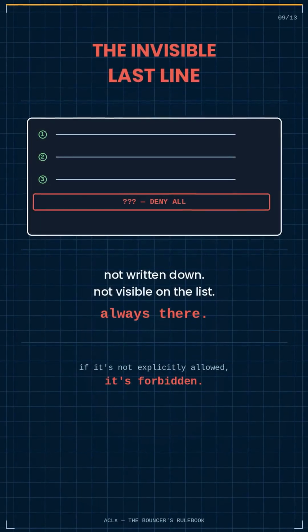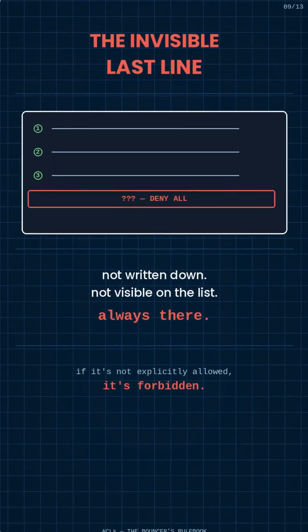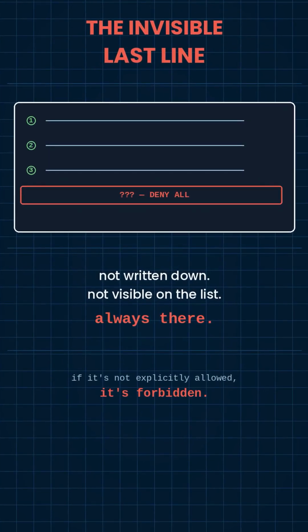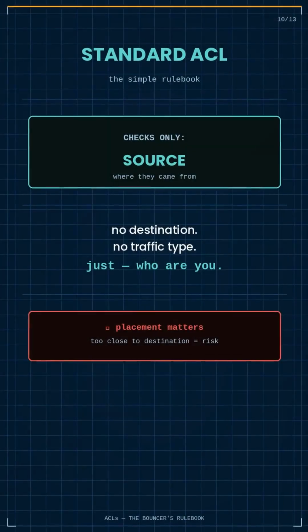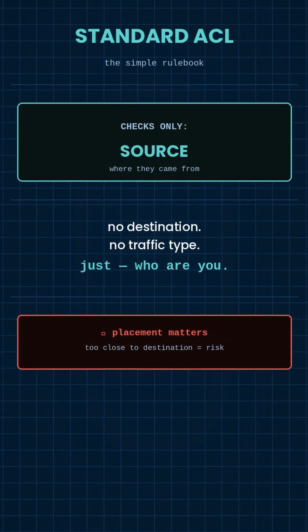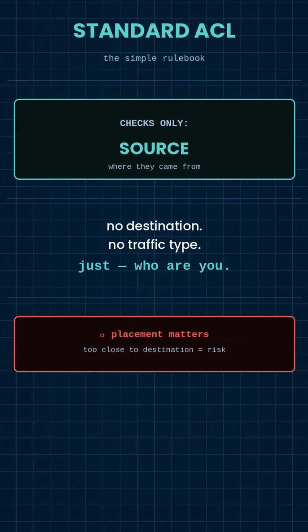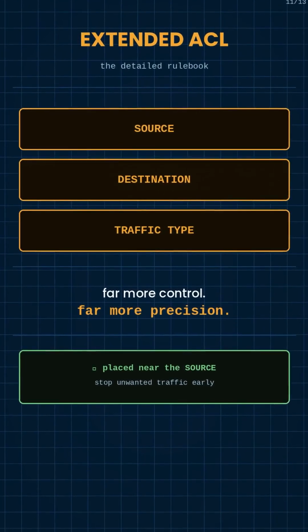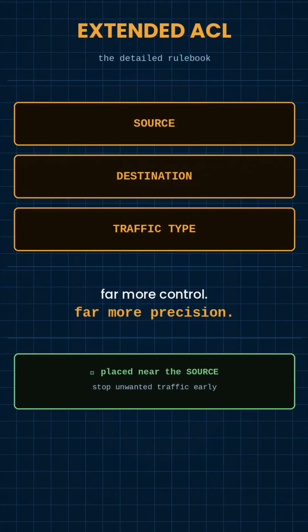Now, there are two kinds of rulebooks you'll come across. A standard ACL is a simple rulebook. It only checks one thing, where the person came from. Their source. That's it. No mention of where they're going or what they're carrying. An extended ACL is a detailed rulebook. It checks where they came from, where they're going, and what they're carrying, the source, the destination, and even the specific type of traffic, like web browsing or email. Far more control, far more precision.